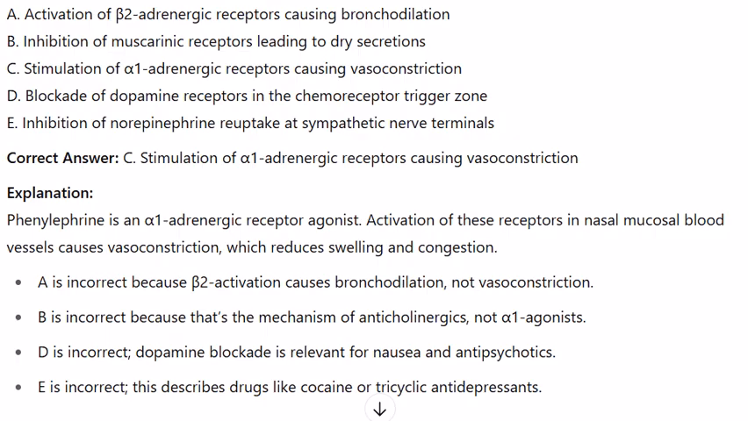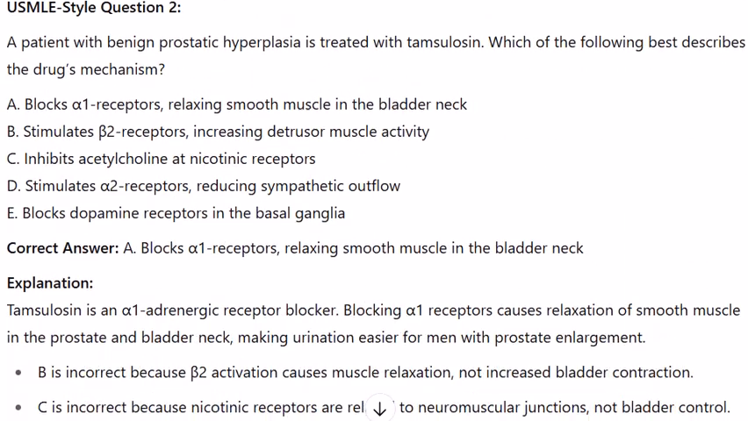D is incorrect. Dopamine blockade is relevant for nausea and antipsychotics. E is incorrect. This describes drugs like cocaine or tricyclic antidepressants. USMLE style question 2. A patient with benign prostatic hyperplasia is treated with tamsulosin. Which of the following best describes the drug's mechanism?